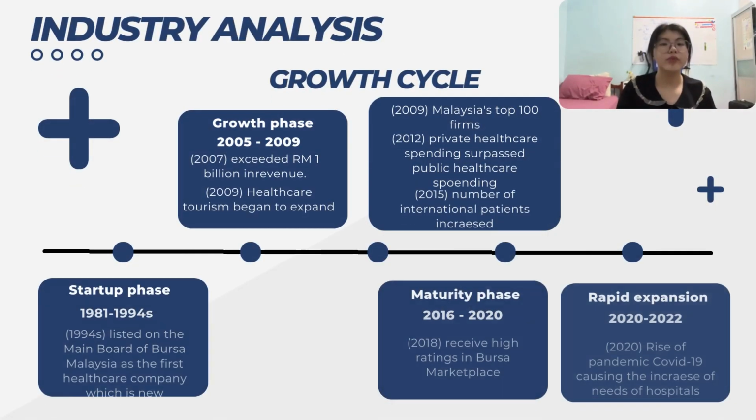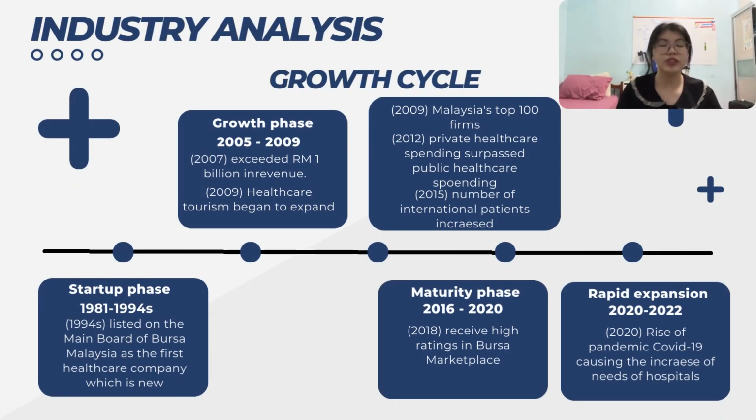And now I will begin with the first part of the analysis, which is the industry analysis. For the growth cycle of KBJ Healthcare Berhad, it started in 1981 in Johor Bahru and successfully listed on the main board of Bursa Malaysia on 29 November 1994. The industry is still new to Bursa Malaysia.